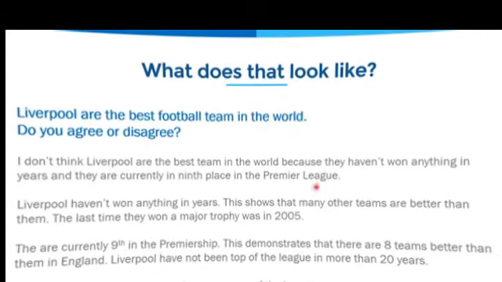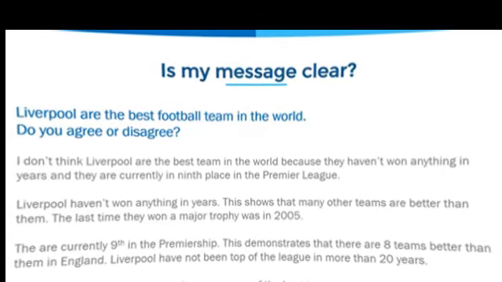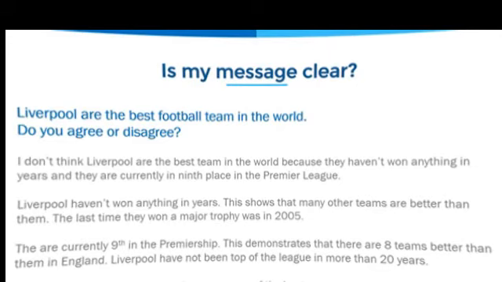Then what I've done is I've summarized these three paragraphs here in the conclusion, just done it here: Liverpool are nowhere near one of the best teams on the planet because of their failure to achieve any success either this year or in the last couple of decades. So, is my message clear? If somebody was to read this, would they know if I agree or disagree with this? Yes, it would be very clear to them.